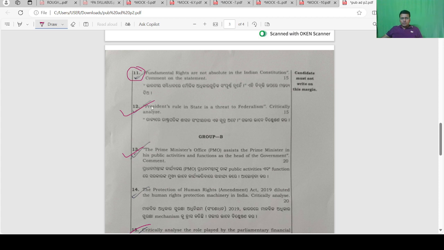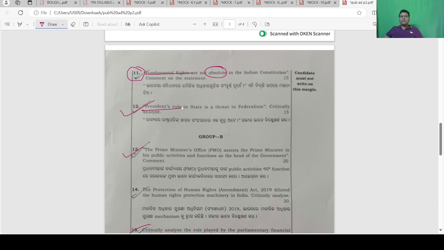Yes, so here you need to write about what is fundamental right and how fundamental right is part of basic structure of Indian constitution, Kesavananda Bharati case, and why it is not absolute, because there is reasonable restriction. The government can impose reasonable restriction on fundamental right depending on certain situation. For example, when the national emergency is declared, all your fundamental rights stand suspended except 20 and 21. So in this way, you write this answer.